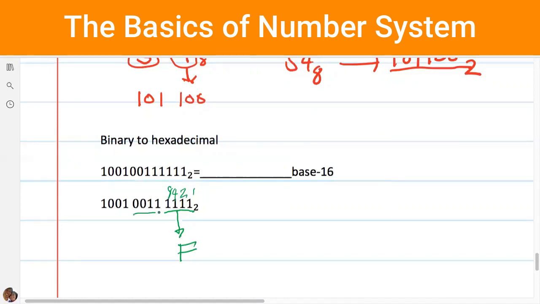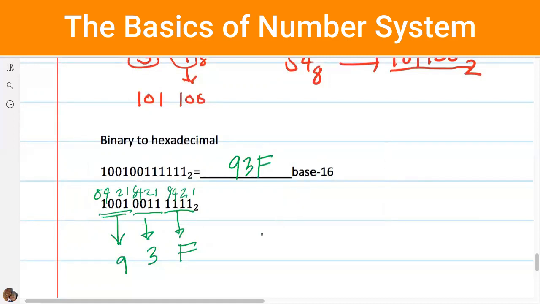Are you following? Okay, what about this one? 1, 2, 4, 8. So the equivalent of this is, of course, 3. 1 and 2, 3. What about this one? 1, 2, 4, 8. So the equivalent is 9. So meaning to say, this binary number is equivalent to 93F in base 16 form.